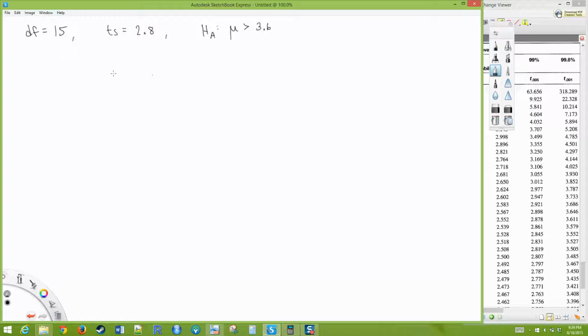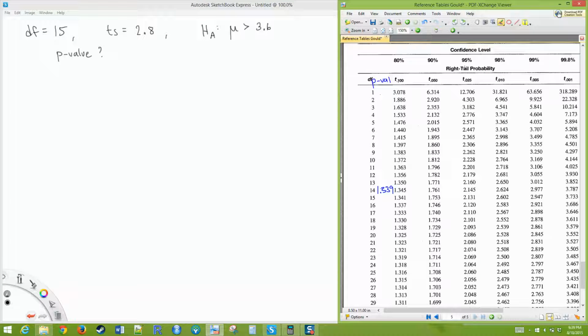What is the corresponding p-value? Let's say the alternative is mu is greater than 3.6 or whatever. Okay, so what is the p-value? All right, we look up degrees of freedom equal to 15. And I'm going to look in that row for where 2.8 fits. Okay? So what do I see? I see 2.8 goes in between 2.602 and 2.947.